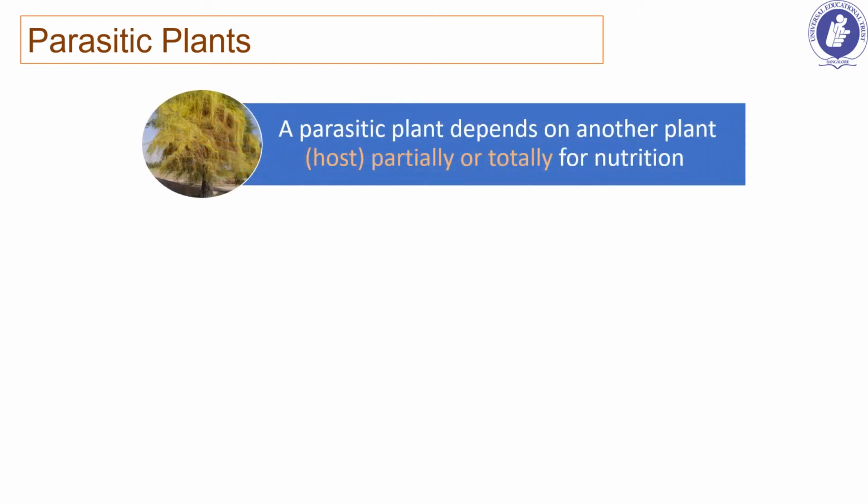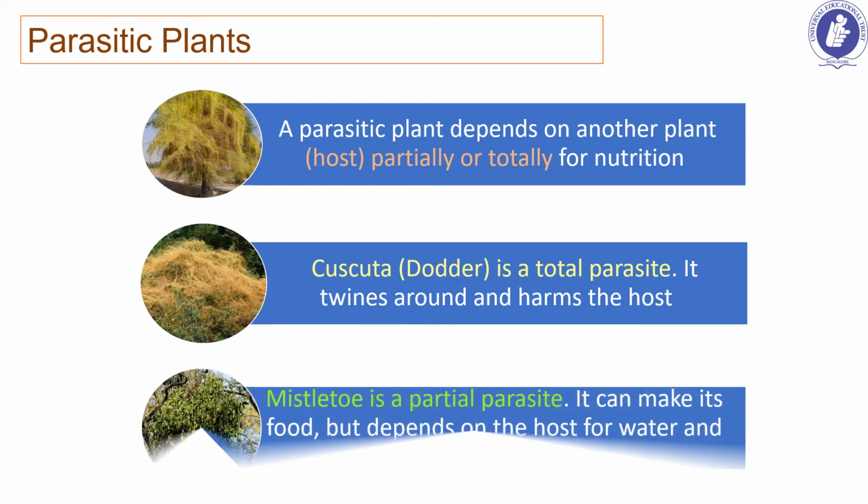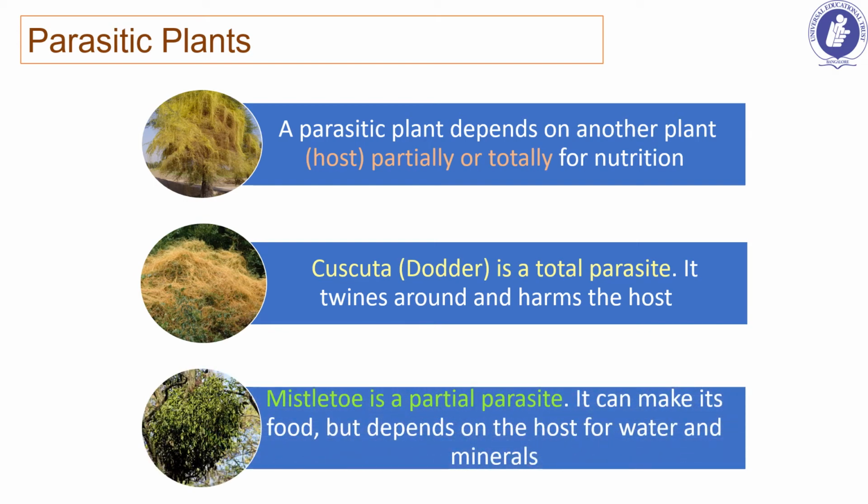So what did we learn about parasitic plants? It depends on another plant. That other plant is called the host, either partially or totally for nutrition. Cuscuta or dodder is a total parasite. Mistletoe is a partial parasite.